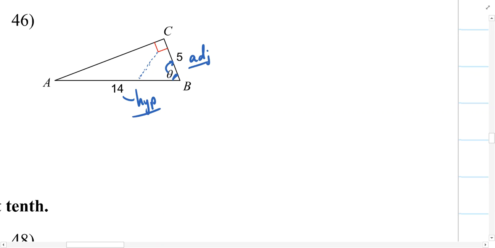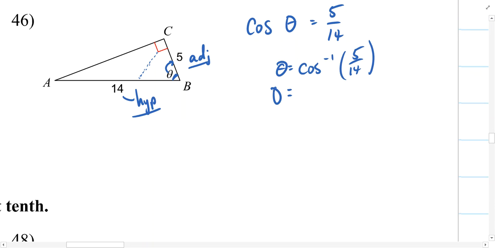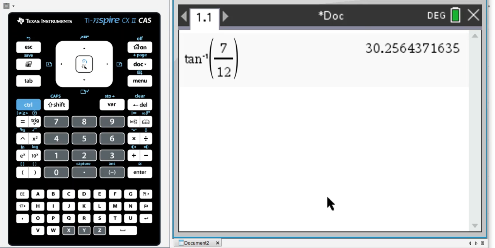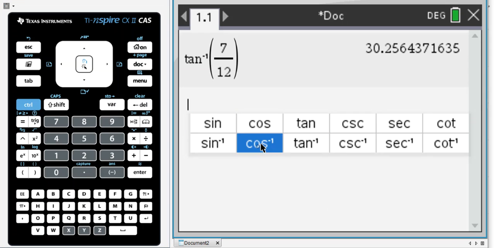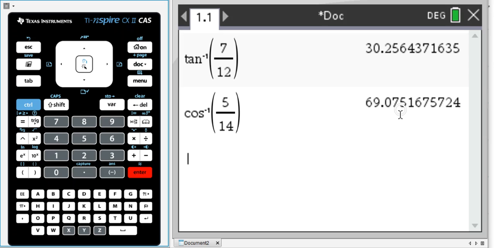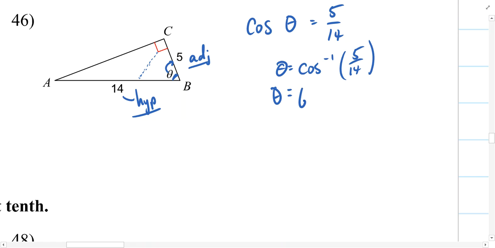So if we're dealing with an adjacent side length and a hypotenuse, we must be dealing with a cosine function. So cosine of theta is equal to 5 over 14, adjacent over hypotenuse. Therefore, theta by itself must be cosine inverse of 5 over 14. And if I reach for the calculator to solve this, we'll see that cosine inverse of 5 over 14 is 69.0752 degrees.